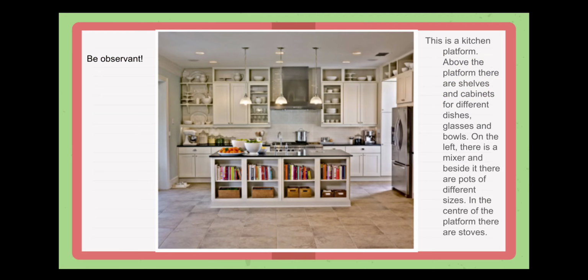Look at this picture. Look at it carefully. The first condition of being a good writer is to be observant. You need to look at things very closely and carefully. Let's read this short description. This is a kitchen platform. Above the platform, there are shelves and cabinets for different dishes, glasses, and bowls. On the left, there is a mixer, and beside it, there are pots of different sizes. In the center of the platform, there are stoves, and you can go on writing like this. And I would want you people to pause the video here and write the description of this kitchen.